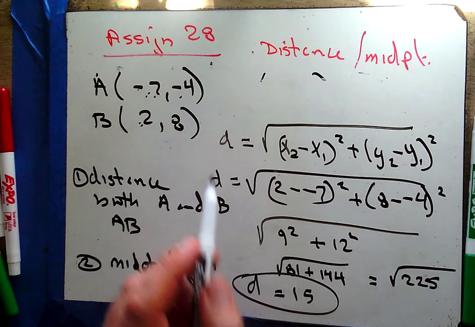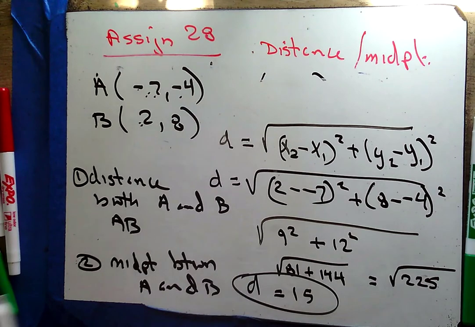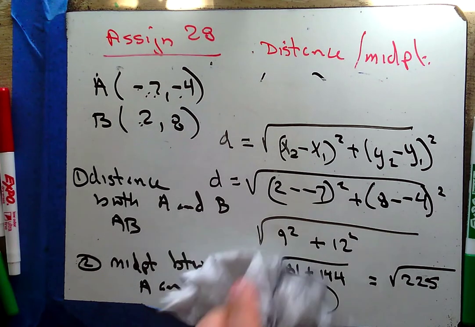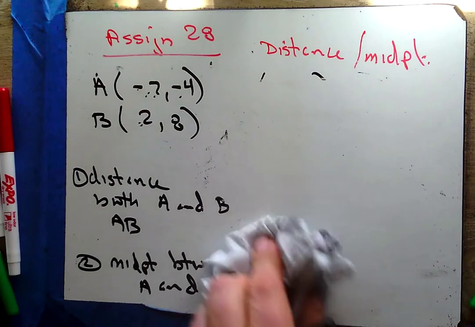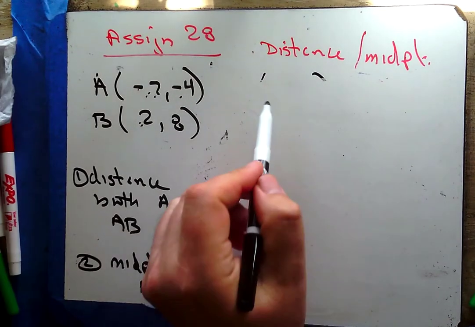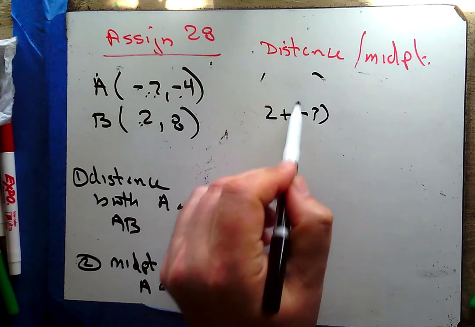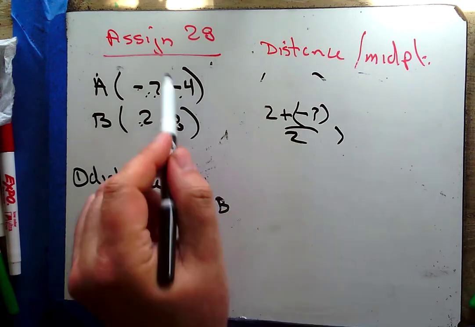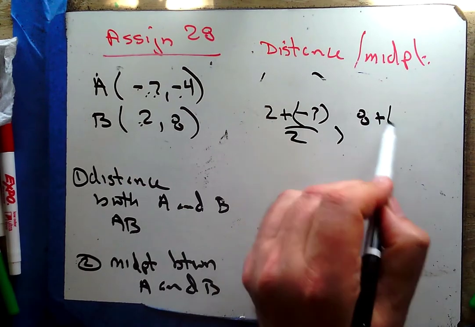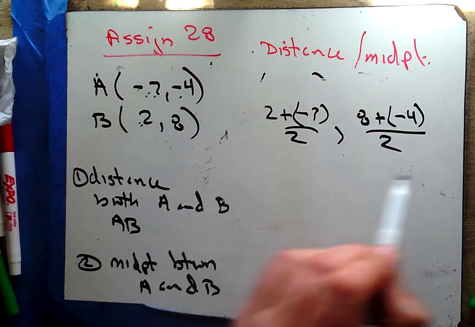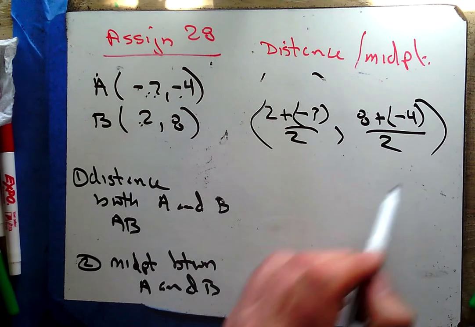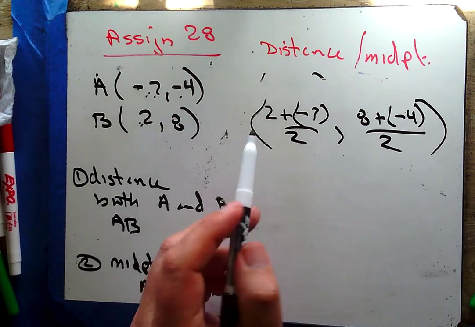Okay, so there's number 1, the distance between those 2 points. Well, what about the midpoint? Well, the midpoint is just that, averaging the x's, 2 plus -7 divided by 2, and then averaging the y's, 8 plus -4 divided by 2.